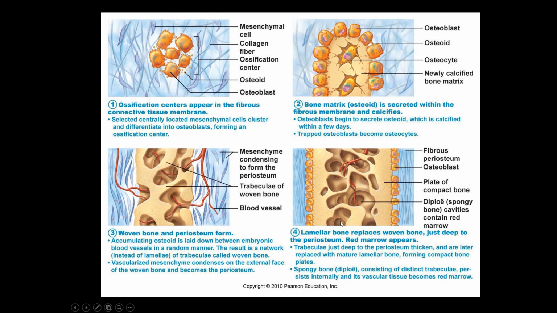Last is we have to make the bone actually functionally strong. And so what we're going to do is make compact bone around the outside and then weave the bone to make spongy bone on the inside. This gives it that nice diploe shape that we're supposed to have in a flat bone.